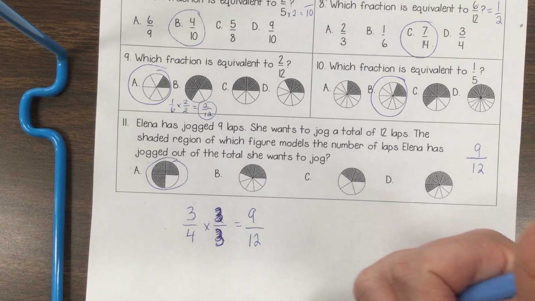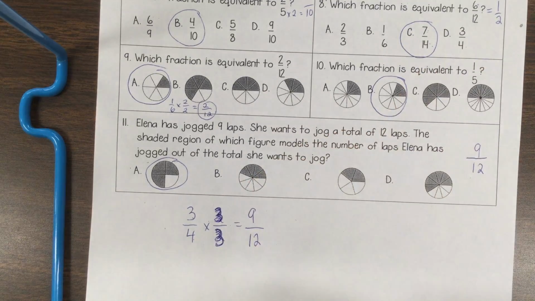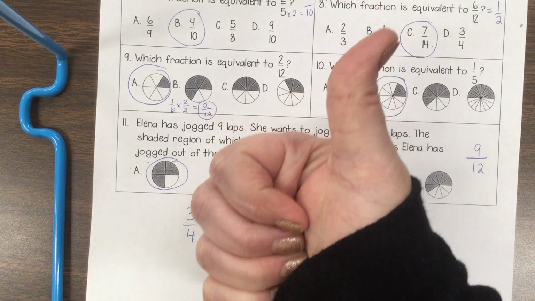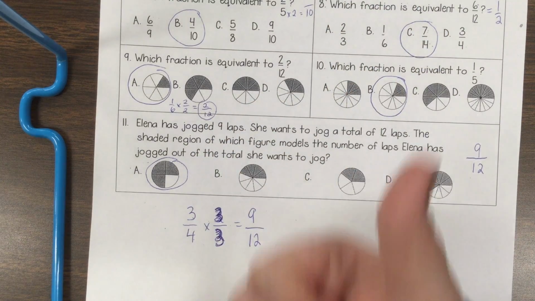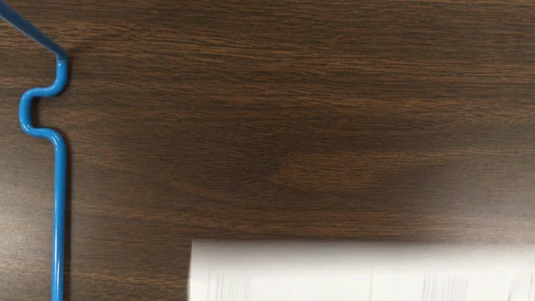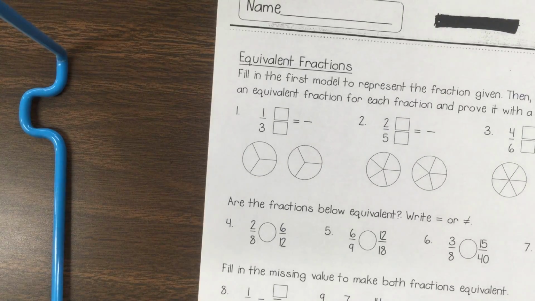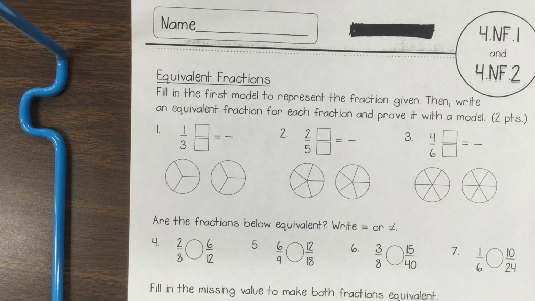You guys feel good about the first page? I'm going to do the Mystery Dog thumbs up. What do you think? Am I doing it right? Good job. Let's go on to the back together. So equivalent fractions on the back.